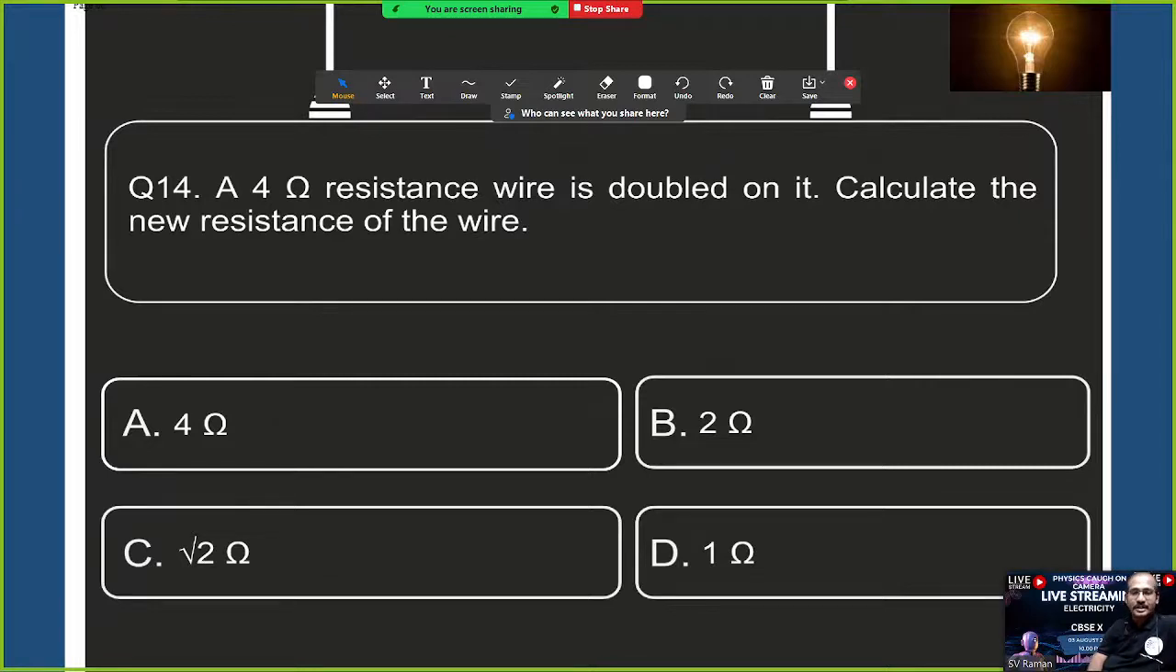Fine. This question looks very simple, but there is a tactic over here. Audience, can anyone answer? A 4 ohm resistance wire is doubled on itself. Calculate the new resistance of the wire. Let me see what the audience can say.